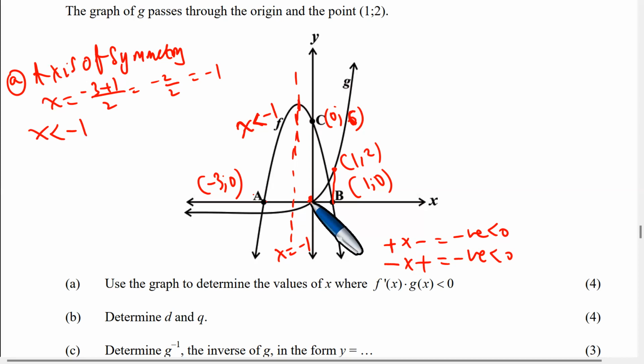How to get the axis of symmetry? We have the x-intercept here at minus 3, and the other x-intercept is 1. You just add them up and divide by 2, because the axis of symmetry is in the middle, through the midpoint.